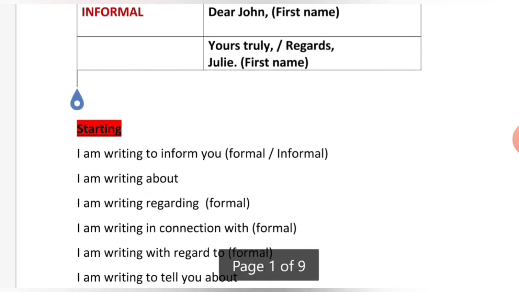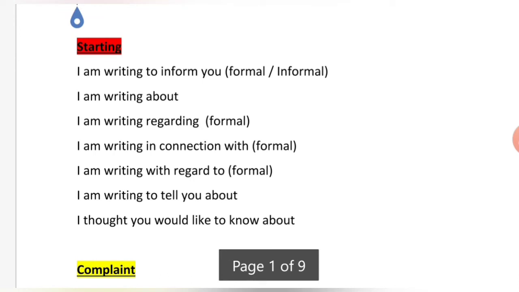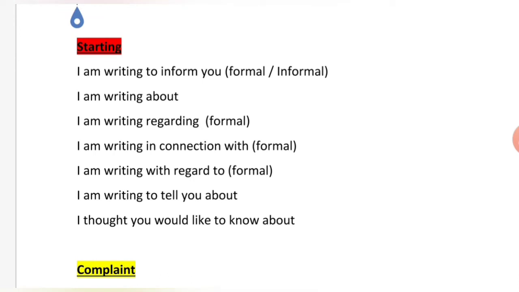Now the vocabulary that you can use, the normal vocabulary that is used for starting your letter, where you have to explain the purpose of writing: I'm writing to inform you, where you have to give some information about something. It can be used both for formal and informal, but it is basically used for informal, like you have to inform something to your friend.